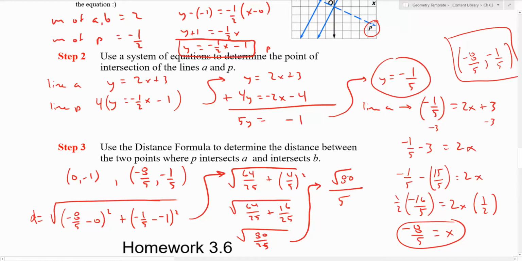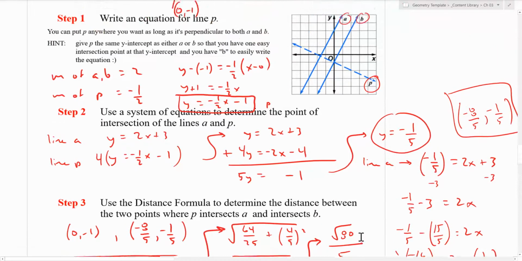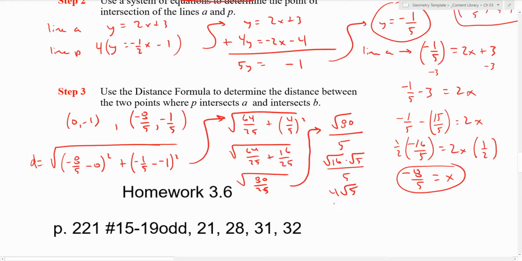And now let's find the square root of 80. That's the same as root 16 times root 5, over 5. That's 4 root 5 over 5. 16 times 5 is 80. Oh my gosh. We made it, guys. Woo! What the heck did we just do?